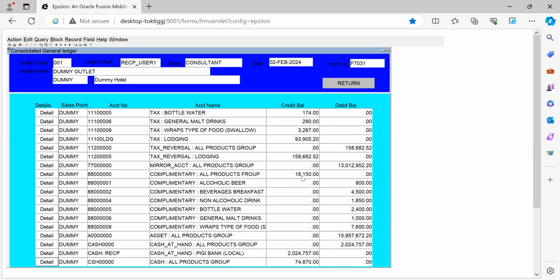And from this 18,150, 800 is from alcoholic beer, which is given as complimentary. 4,500 is from beverages, breakfast. Each of these things you are seeing is a group of products. You are the one that will define it the way you want. The more groups you have, the more entries you have in this consolidated ledger.